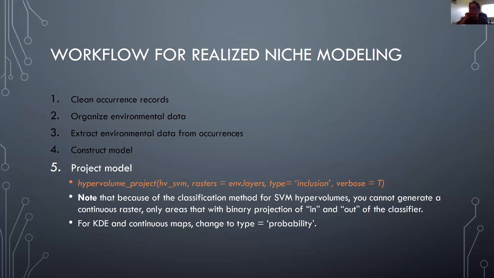Generally, the only thing you would need to change is if you need a continuous map. If you're doing a KDE projection and you want to understand probabilistically which areas are associated with higher and lower values of probability for suitability, then you would change the type to probability instead of inclusion.